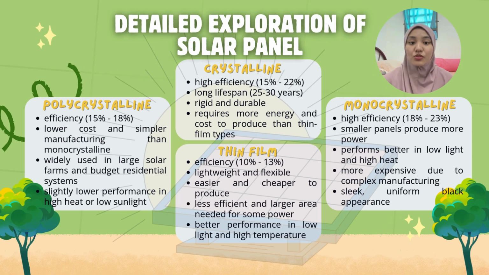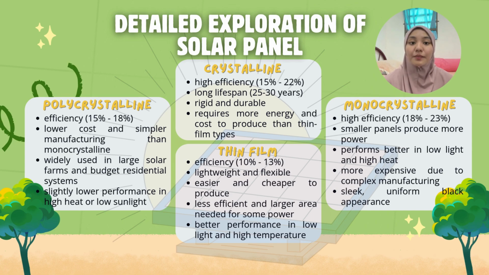The first and the most widely used type is the crystalline silicon solar cell, which makes up about 90 to 95% of the global market. These cells are made from highly purified silicon and are known for their durability, high efficiency, and long lifespan of 25 to 30 years. Crystalline silicon is divided into two types, which are monocrystalline and polycrystalline.